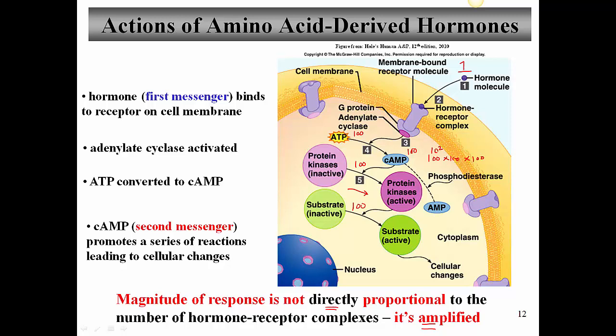Each of these, of course, is 10 to the second power. So 10 to the second times 10 to the second times 10 to the second is 10 to the sixth, or 1 million. So what we say is that this one hormone molecule activated 1 million of these substrate molecules. So I think you can clearly see that this is an amplification. Just due to one hormone receptor complex forming, we have 1 million of these substrate molecules active.